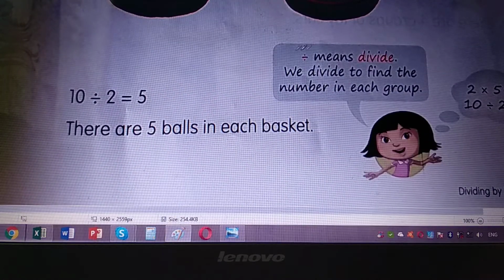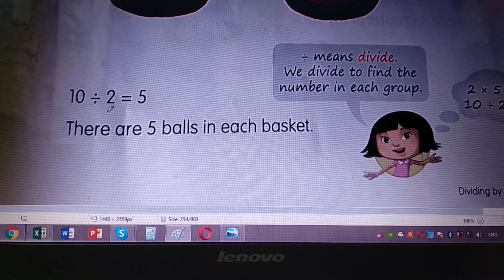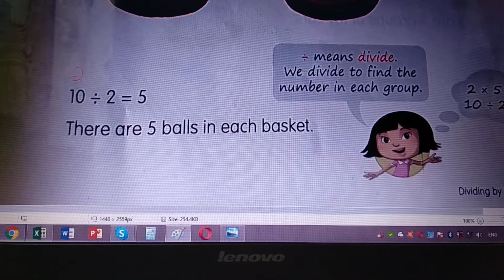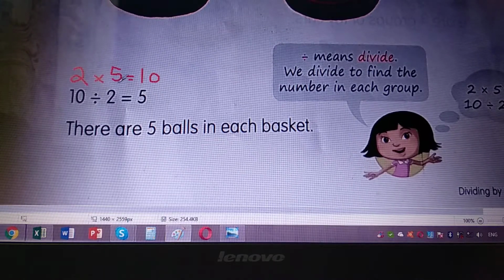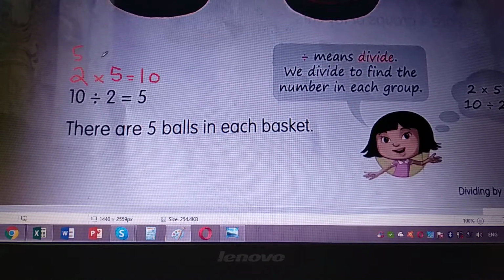So there's the division symbol, a line and 2 dots. So 10 divided by 2 equals 5. You might want to write down that 2 times 5 equals 10. Let me make it a bit thicker so you can see it better. Same thing: this one goes here, this one goes here. 2, 5, 10. 10, 2, 5. Same thing. Or 5 times 2 equals 10.